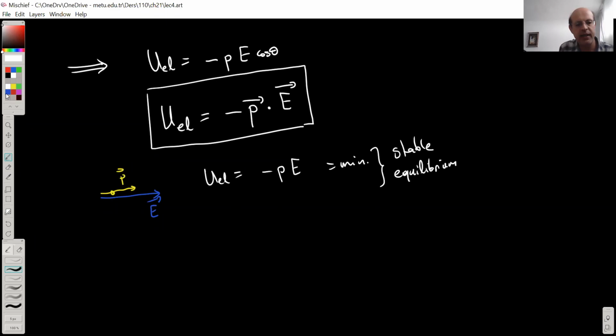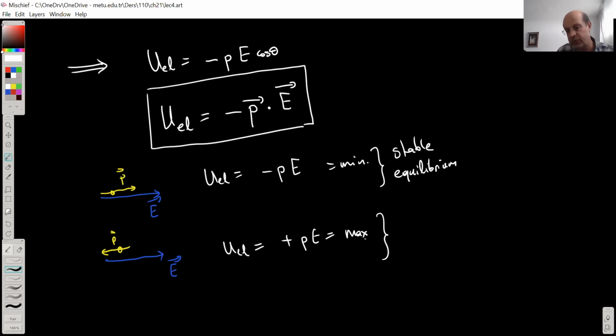And then we have this other case. The electric field is like that, and the dipole moment is opposite. In that case, the potential energy is positive PE, which is the maximum possible value of that potential energy. Therefore, this corresponds to the unstable equilibrium situation.